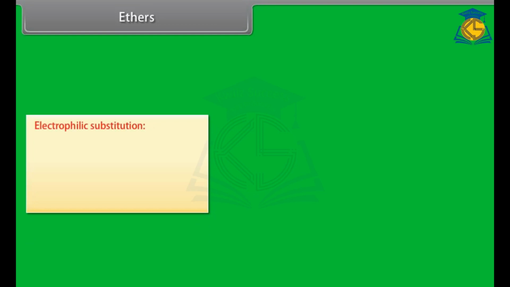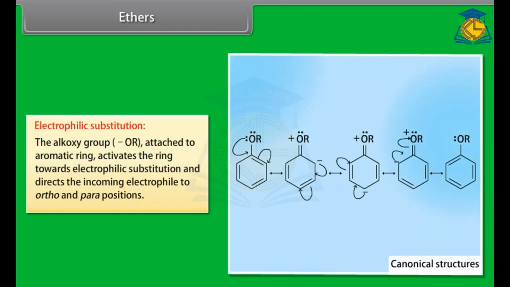Electrophilic substitution. The alkoxy group attached to the aromatic ring activates the ring towards electrophilic substitution and directs the incoming electrophile to ortho and para positions.